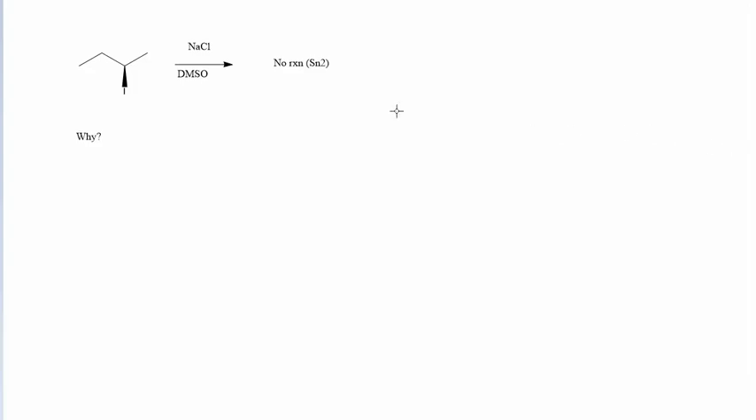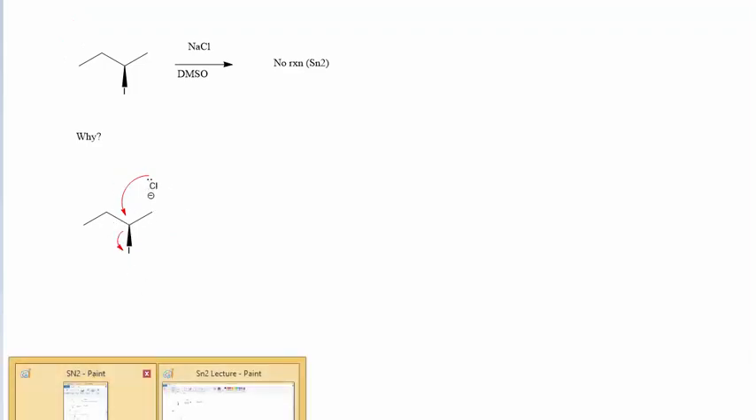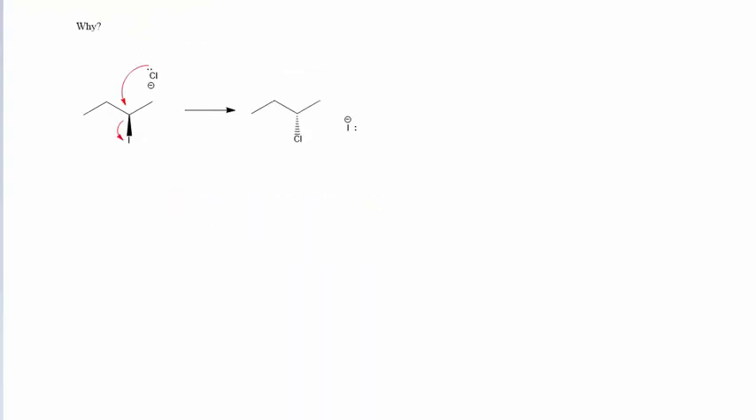Well, suppose we draw the mechanism. We have the nucleophile attack here. This is secondary, so that's fine. The leaving group is iodine, so that backs out just like that, which will go to this. Okay, well, what's the problem?